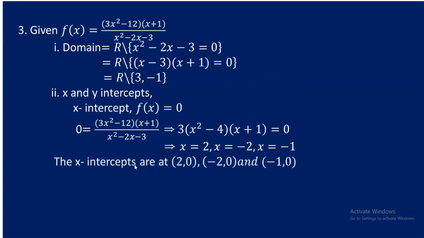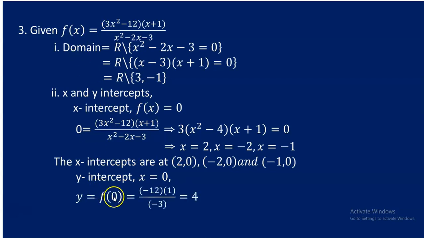And next we need to determine the y-intercept. The x-intercepts in terms of points are as you see. When you come to the y-intercept, students, at the y-intercept we have x being 0. So just set x to be 0 in our expression. So y, which equals f of 0, is going to come. I directly substitute 0 here: minus 12 times 1 divided by minus 3, and this makes 4. So along the y-axis, at the point (0, 4), the graph crosses the y-axis. So the y-intercept is at (0, 4).